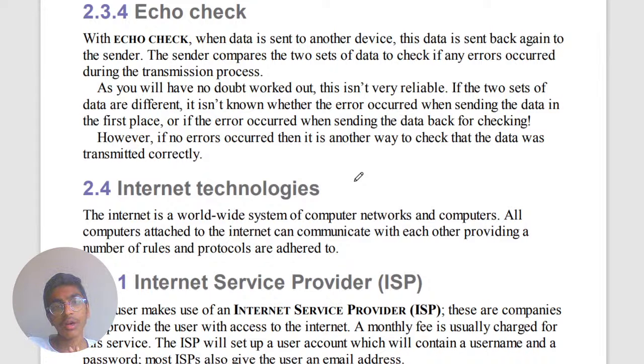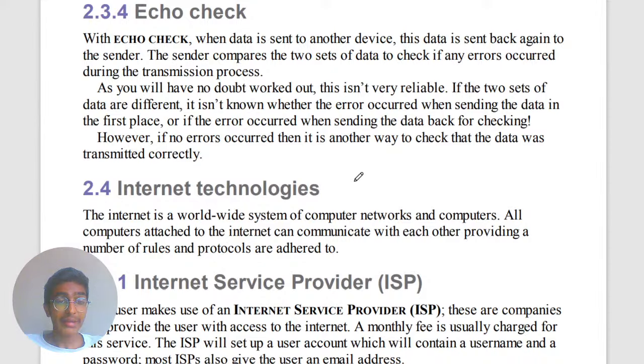But this method is very unreliable because you cannot identify what error occurred, so you can't correct the error. If it's two different sets of data, you don't know where the error occurred. Was it during the sending part, or on the way back, or was the error made when checking? So we cannot tell where it is. Echo check is simply, as the name says, checking whether what I sent is the same as what I got.